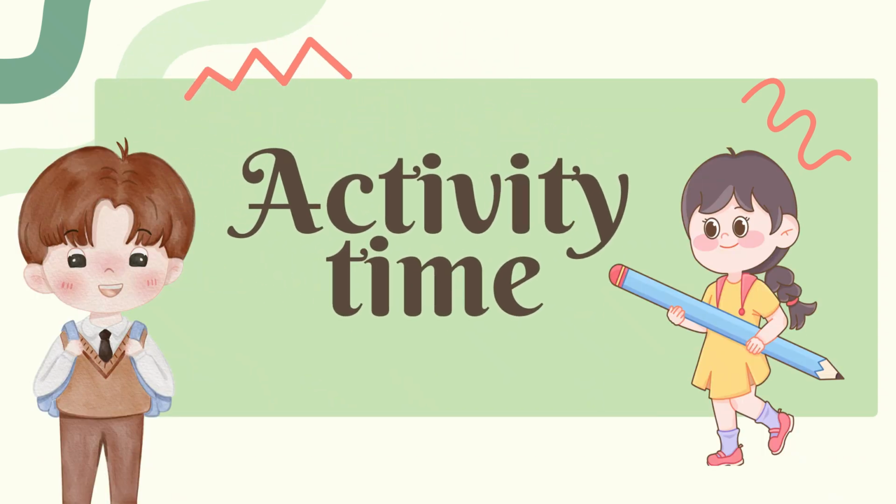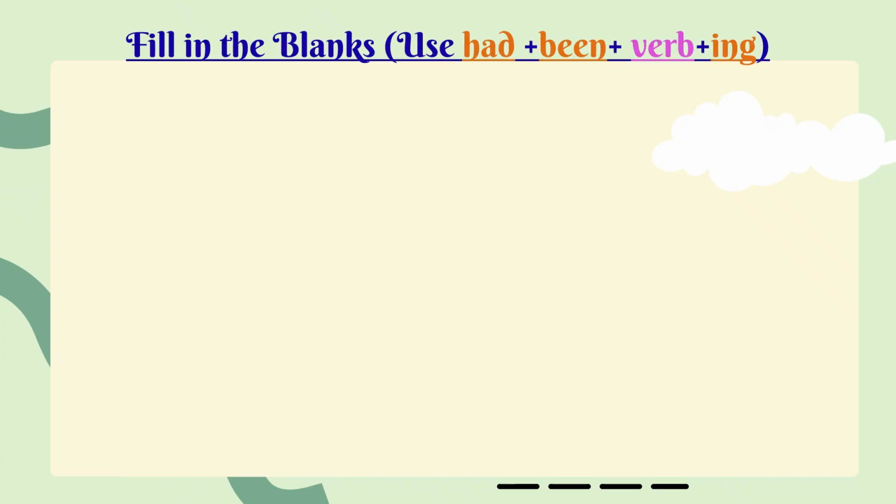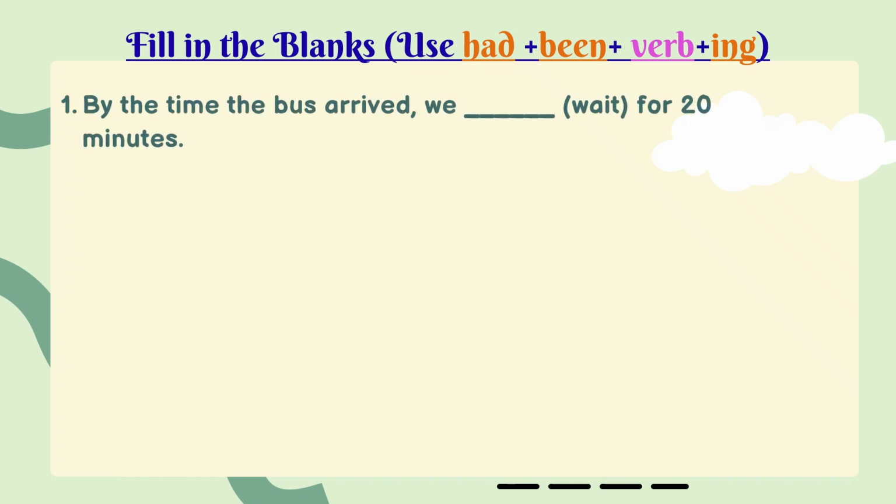Let's practice your concept. Fill in the blanks using had, been, and gerund. By the time the bus arrived, we dash wait for 20 minutes. The tense will be, by the time the bus arrived, we had been waiting for 20 minutes.